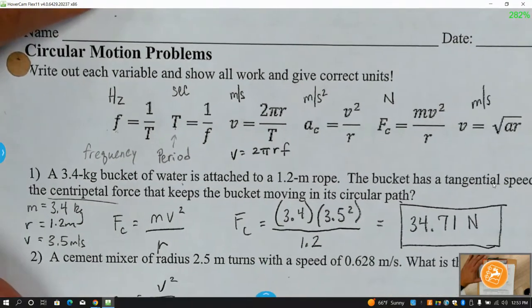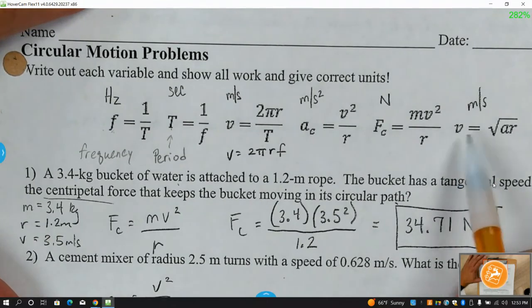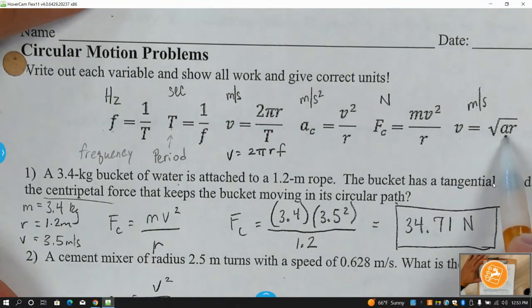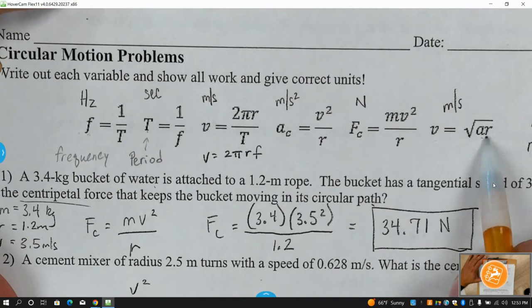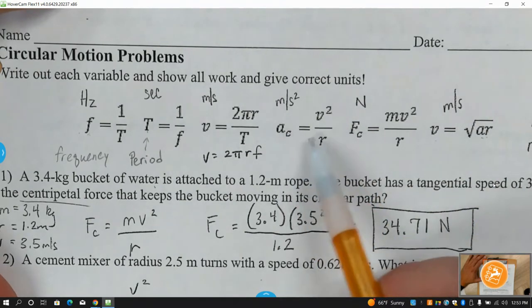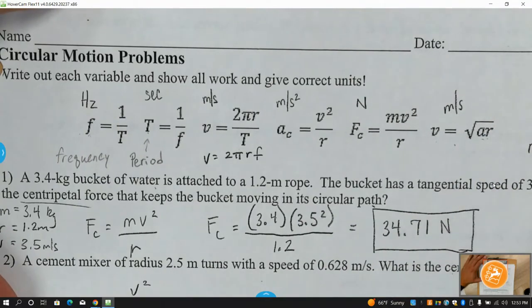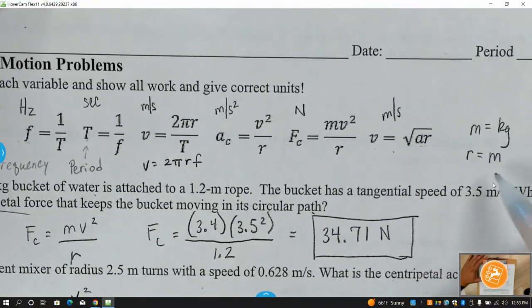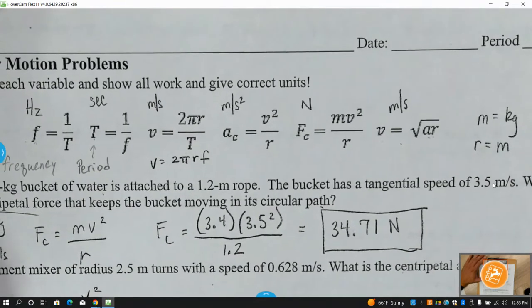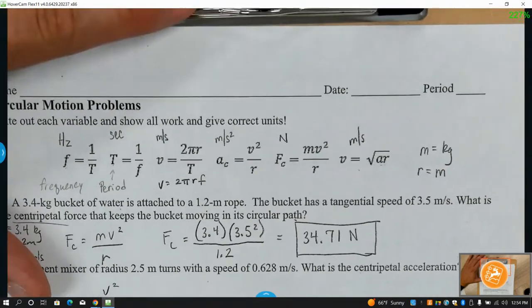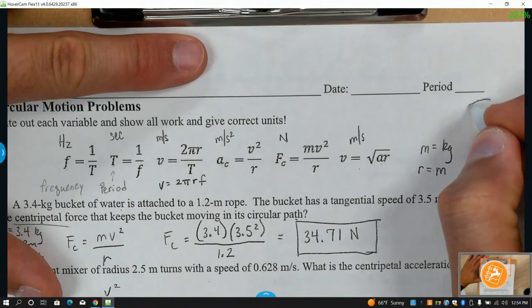Now, there is a second equation to solve for velocity. Taking the centripetal acceleration times the radius and then square rooting it. So it's basically just taking this equation and rearranging it. So there's one problem where you are going to use that. And then mass needs to be in kilograms, radius needs to be in meters. So there's two other little pieces of information.